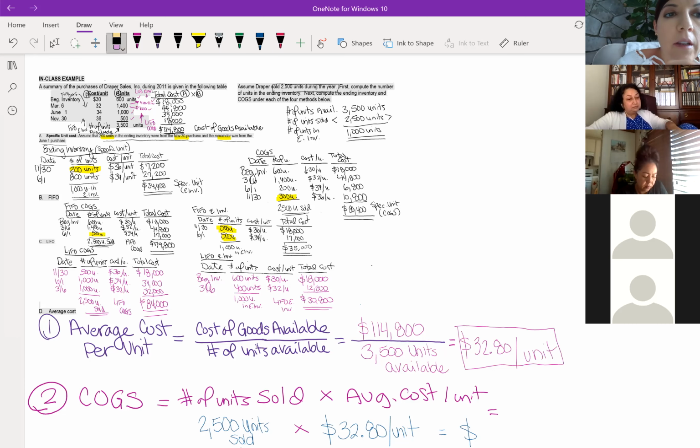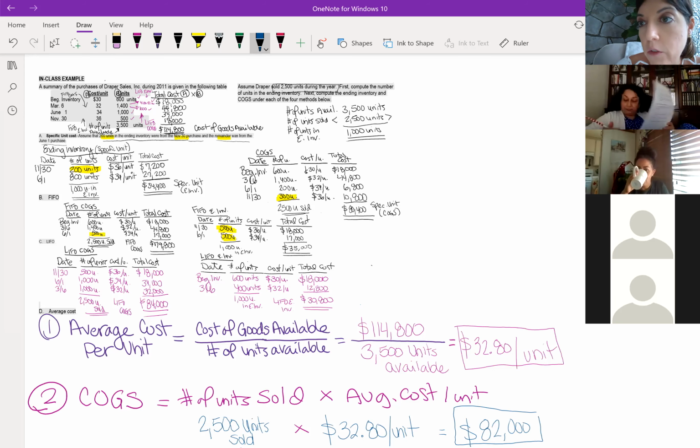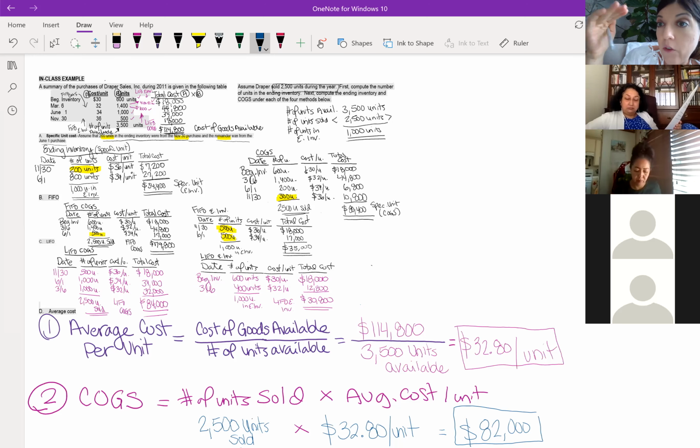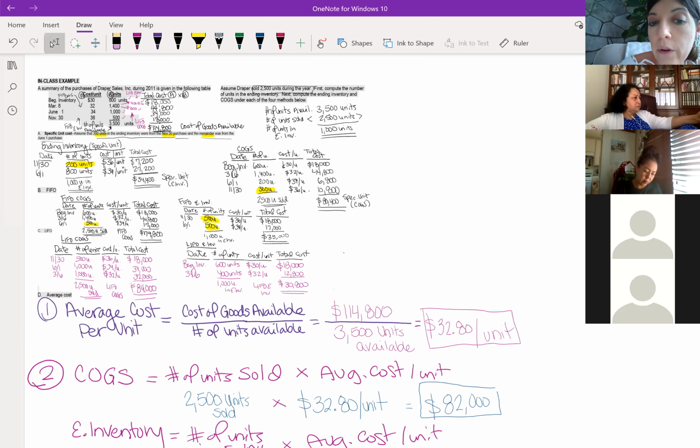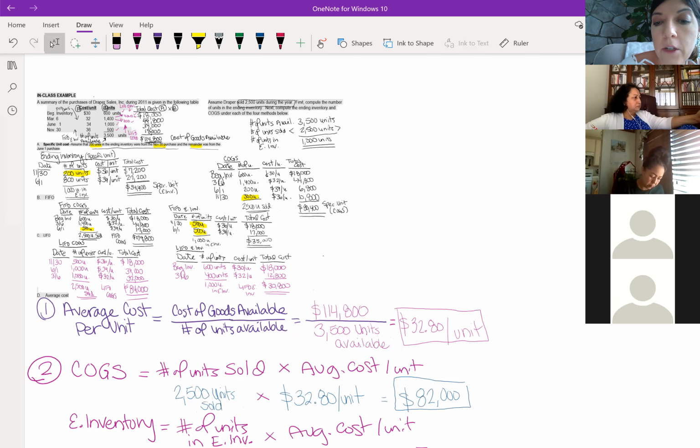What was that? $82,000. With average cost, you know that cost of goods sold as well as your ending inventory need to be between what you calculate for FIFO and LIFO. So FIFO had the lowest cost of goods sold with 79,800, and LIFO is higher with 84,000. So it's reasonable. It's just kind of a reasonableness check for you. It's a value between those two.